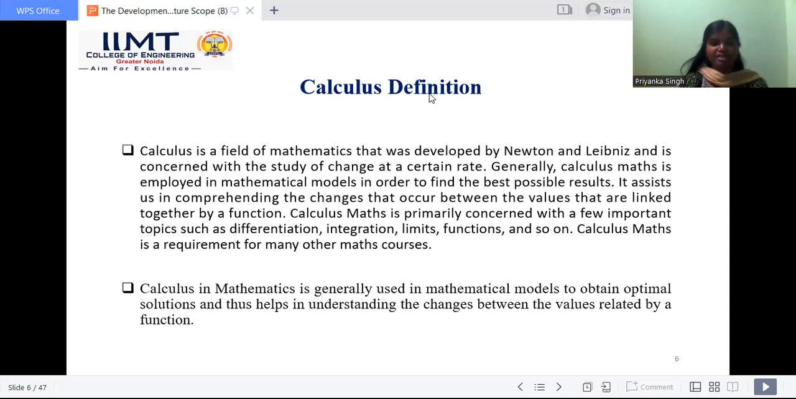Calculus is a field of mathematics that was developed by Newton and Leibniz and is concerned with the study of change at a certain rate. Generally, calculus is employed in mathematical models in order to find the best possible results. It assists us in comprehending the changes that occur between the values that are linked together by a function. Calculus is primarily concerned with a few important topics such as differentiation, integration, limits, functions, and so on. Calculus is a requirement for many other maths courses. Calculus is generally used in mathematical models to obtain optimal solutions and thus helps in understanding the changes between the values related by a function.